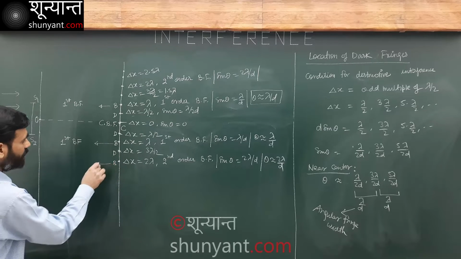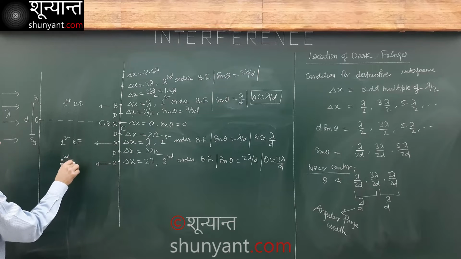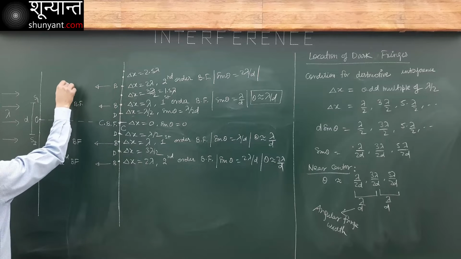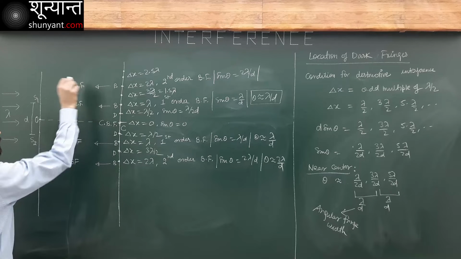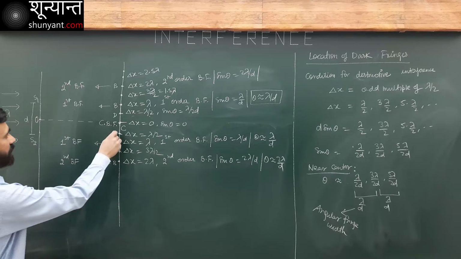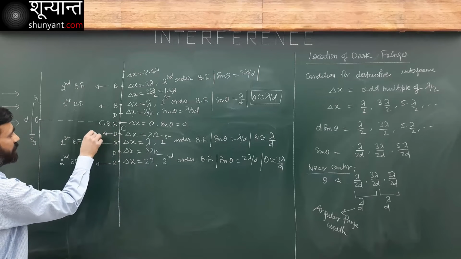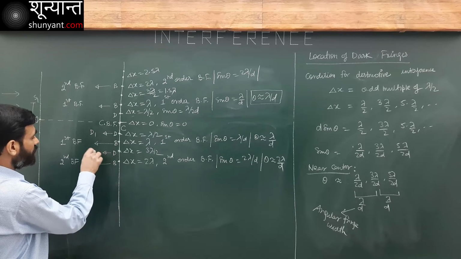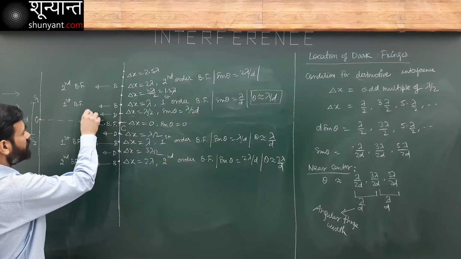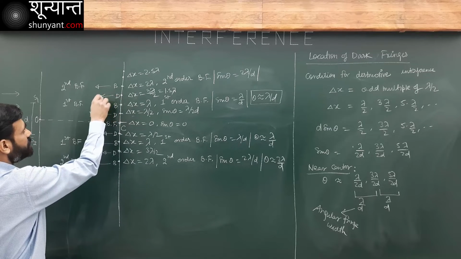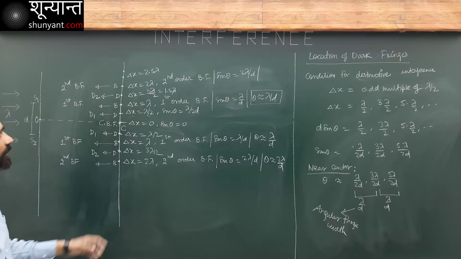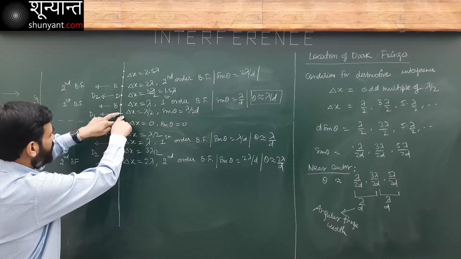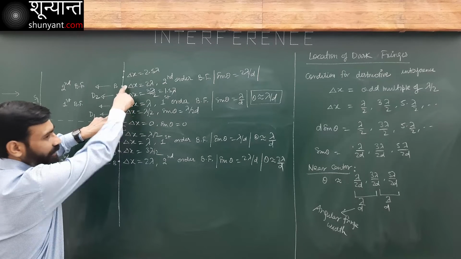This becomes the second bright fringe. Similarly here also. Okay, this becomes the second bright fringe. Okay, this is the first dark fringe. Let me call it D1. This is the first dark fringe. This is the second dark fringe. Similarly here, this is the first dark fringe and this is the second dark fringe. Do you understand this? Path differences: 0, lambda by 2, lambda, 1.5 lambda, 2 lambda.